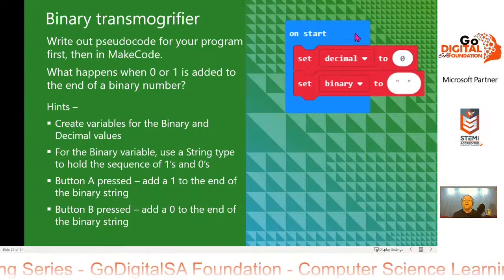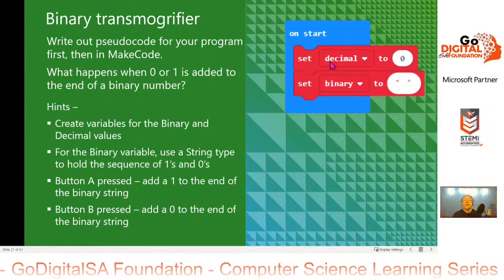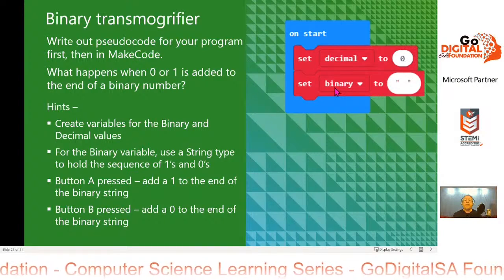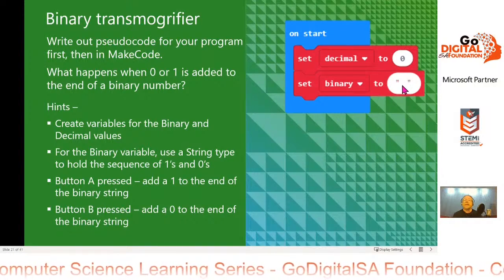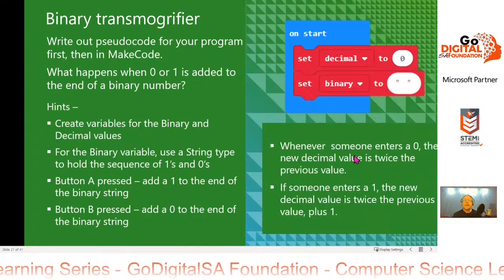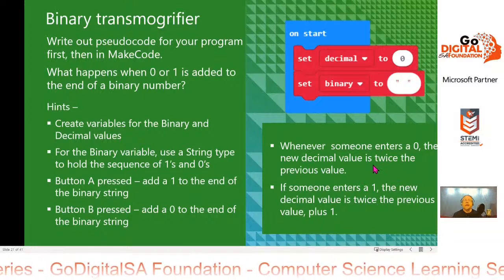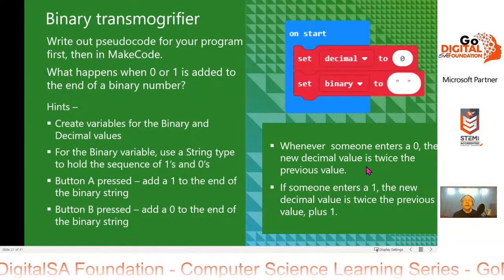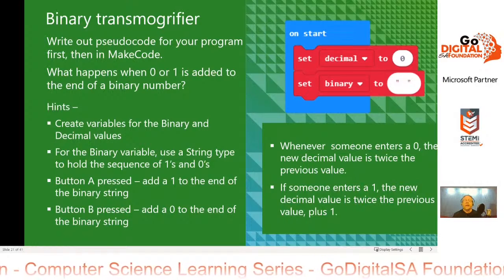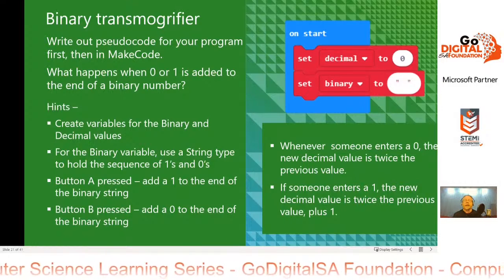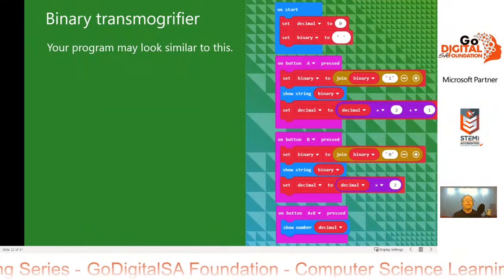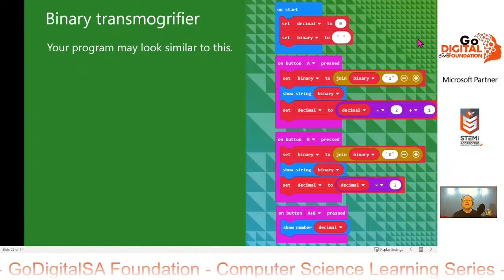Okay. So we're going to have a variable that we call decimal, and we'll set it to the number 0, and we'll create a variable called binary, and we're going to set it to an empty string. Whenever someone enters a 0, the new decimal value is twice the previous value. If someone enters a 1, the new decimal value is twice the previous value plus 1. So that's how we're going to calculate our decimal value. So the program might look something like this.